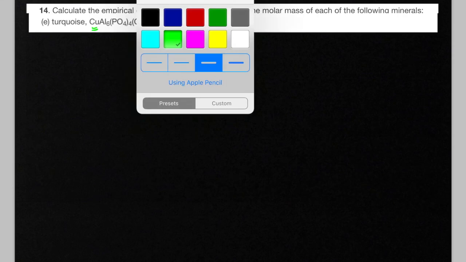Turquoise is also a bluish green colored compound because of the copper element in there, the copper ion. So this is a crazy formula. So if you can do this, you can pretty much tackle anything. So first of all, let's count up the different elements in here. We have 1 copper ion. It's not within a parentheses, and there's no coefficient.